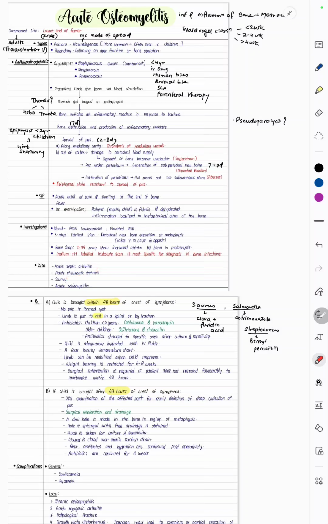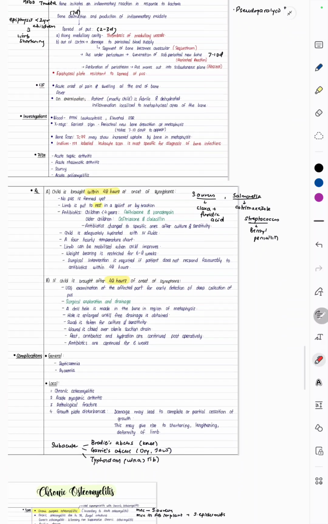Now, very important, the management. If the child is brought within 48 hours of the onset of the symptoms, then the pus is not formed, so the limb is put to rest. Generally the most common source of infection is Staph aureus, because of which we give cloxacillin and fusidic acid. If it's Salmonella, we give cotrimoxazole. For Streptococcus pneumoniae, penicillin. If the child is less than 4 years, it is because of Haemophilus influenzae, and we give ceftriaxone. The older children also get ceftriaxone. So these empirical antibiotics are started. The antibiotic culture and sensitivity report is awaited, so that the specific antibiotics can be delivered.